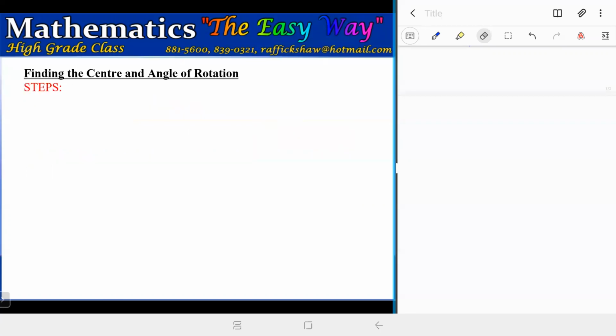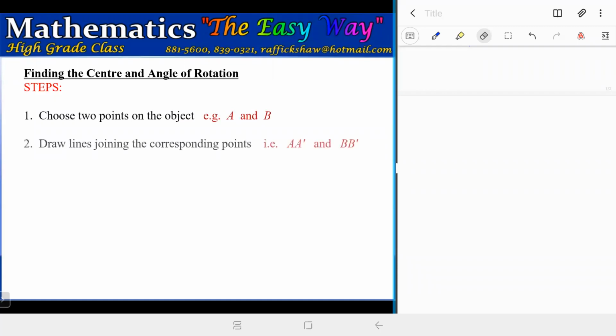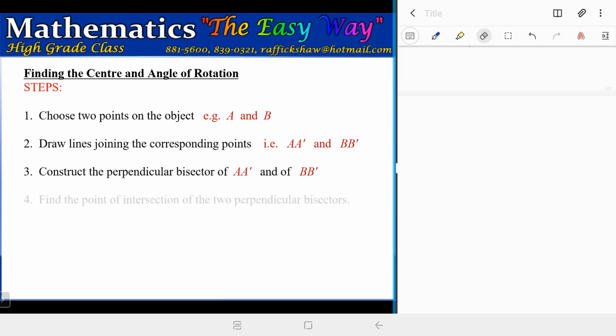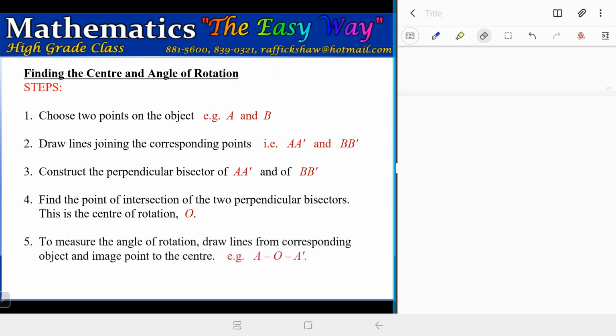So what will be the steps? I'll skim through it quickly and show you. You choose the 2 points that you're going to use. You draw the lines joining corresponding points. You construct the 2 perpendicular bisectors. Where the 2 perpendicular bisectors meet is the center of the rotation. And after you find the center of the rotation, then you measure the angle. Point to center to the corresponding point gives the angle of rotation.